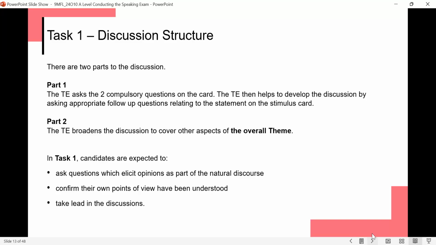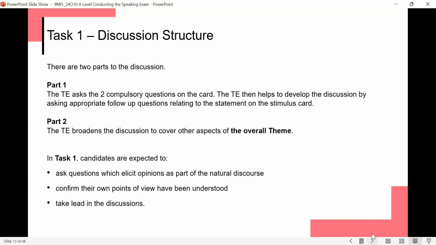So that's a kind of a key aspect. Part 2 then. Part 1, 2 questions on the card and a little bit of follow-up. This is where I say 1, 2, 3 and away. So part 1, 1, 2, 3, the 2 questions on the card, probably 1 more question, and then away to other aspects of the overall theme.